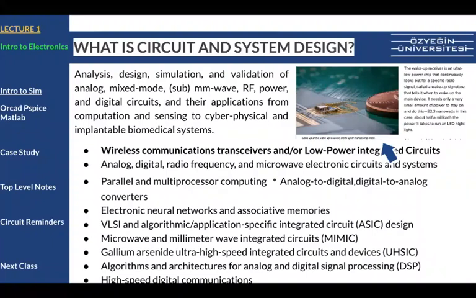Circuits are used in various areas. So you can analyze, design, simulate certain analog, mixed mode, millimeter wave, RF, power, and digital circuits. And you can use them in several applications such as computation, computer architecture, sensing as sensors, cyber physical, biomedical.